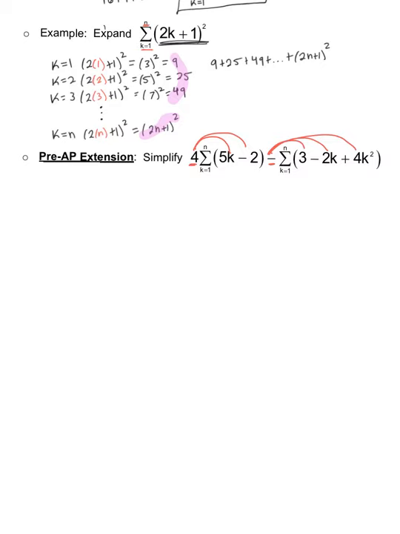So that would turn this into the sum. This is going to be 20k minus 8. And then this is going to be, since I'm distributing that negative, all the signs are going to change.